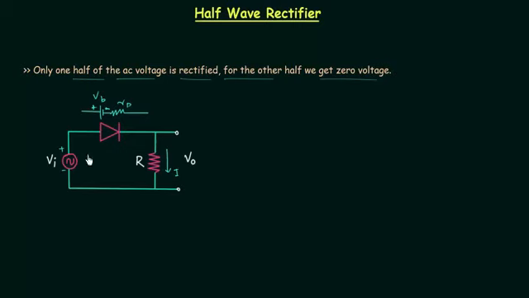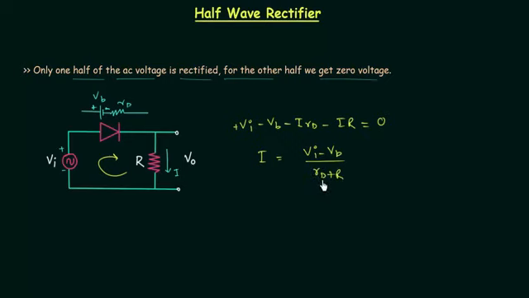I will use Kirchhoff's voltage law and try to obtain current I. We have plus Vi minus Vb minus I Rd, because drop across the diode resistance is equal to I Rd. Then we have minus I R, drop across the load resistance, equal to 0. So current I is simply equal to Vi minus Vb divided by Rd plus R.